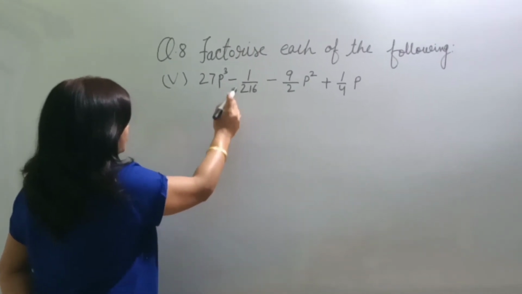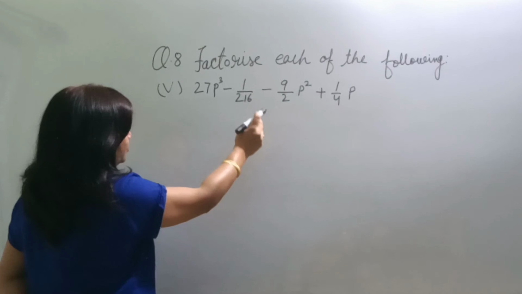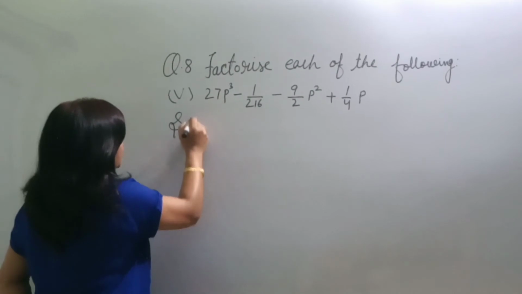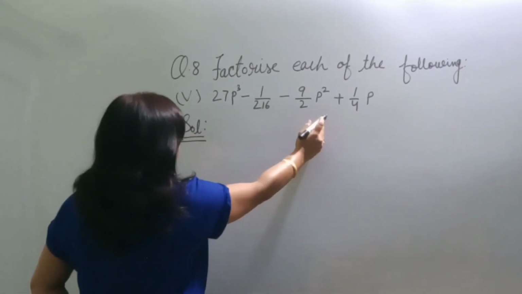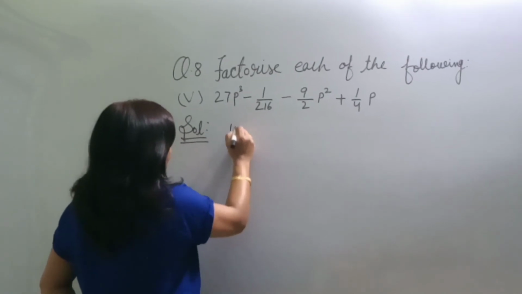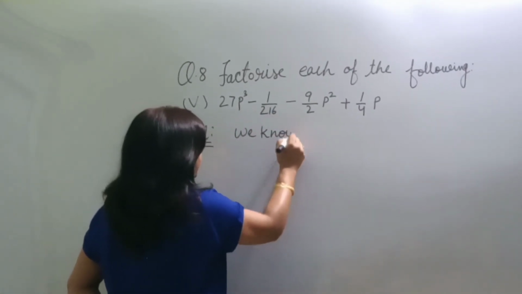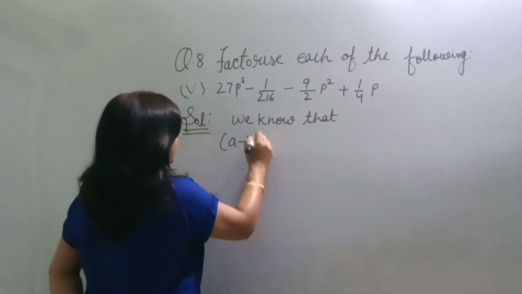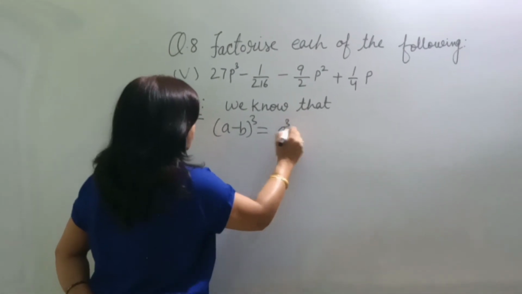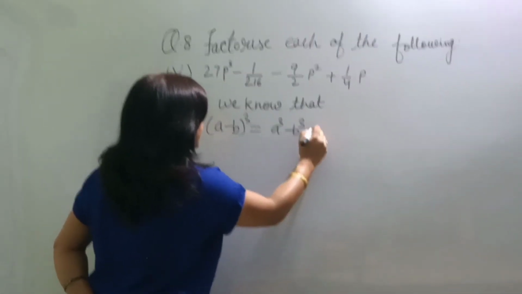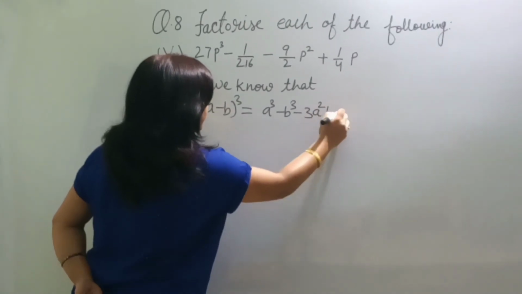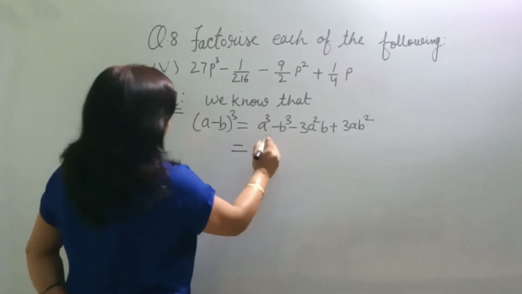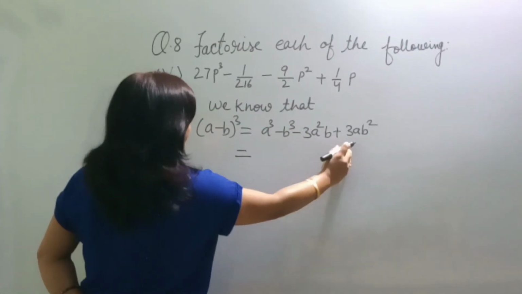27p cube minus 1 upon 216 minus 9 upon 2 p square plus 1 upon 4 p. Now we will start the solution. According to this expression, we will use the identity. So we know that (a minus b) whole cube is equal to a cube minus b cube minus 3a square b plus 3ab square. Now we will convert this expression in the form of this expression.